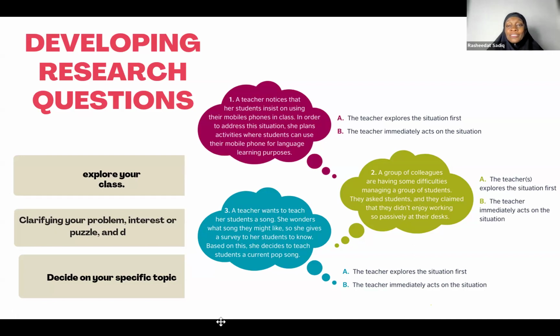Okay. Now, for that particular question, number 1, the answer is actually B. The teacher did not explore. She noticed, yes, but she didn't bother to ask why, or to find out why, or to keep track of how often this happens. So it's actually the teacher taking action on assumption that, oh, since they like using the phone, I'm going to go with the phones and make it a learning for them. It's not necessarily a bad action, but she didn't really bother to explore.